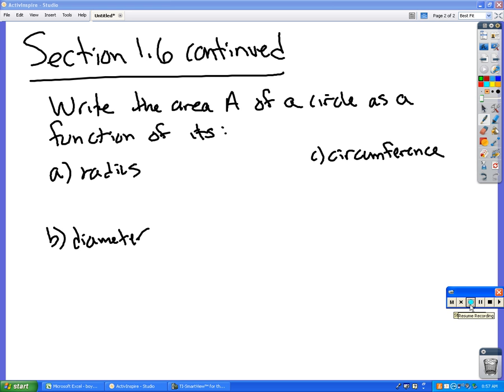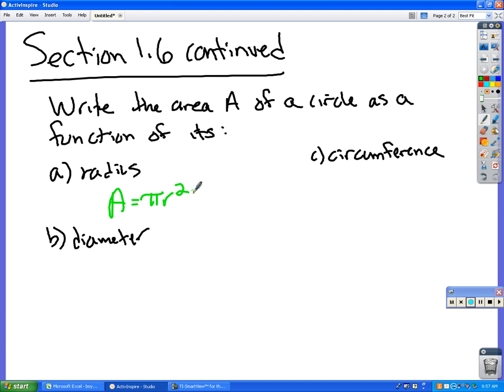Okay, so the first one is easy. Write the area of a circle as a function of its radius. What's the formula for the area of a circle? Pi r squared. So you would write A equals pi r squared. Done.